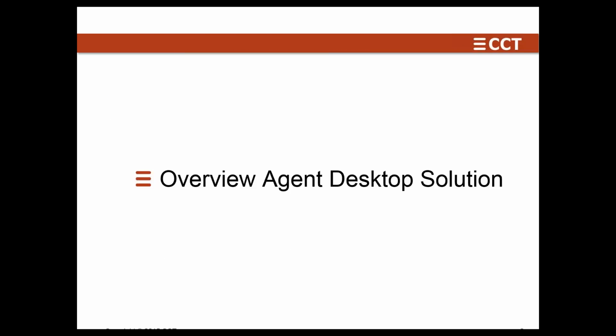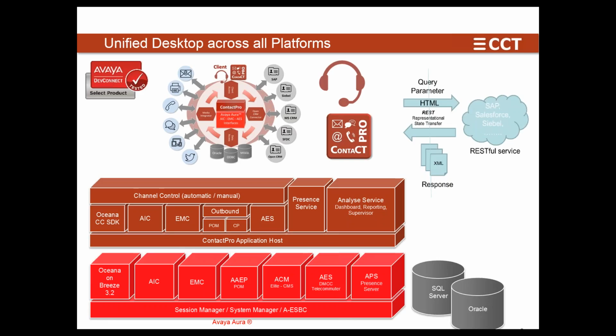Just to give you a brief overview before we drive into the live demonstration, what is that agent desktop for Omni-Channel we are talking about in this webinar? We call it the ContactPro Agent Desktop, and it is primarily focused on all the Avaya platforms that are available. So it is not only a desktop for voice, it is not only a desktop for the Elite multi-channel for email and chat as well, and it's not only a desktop for the Avaya Interaction Center platform, it is a desktop for all platforms. So it has multiple integrations into the Avaya environment.